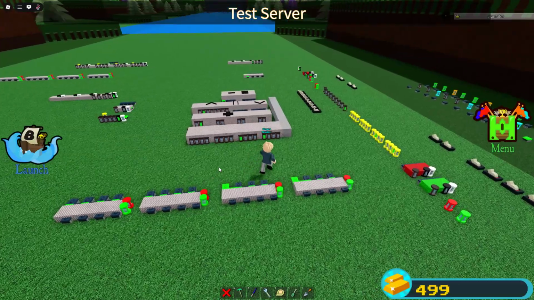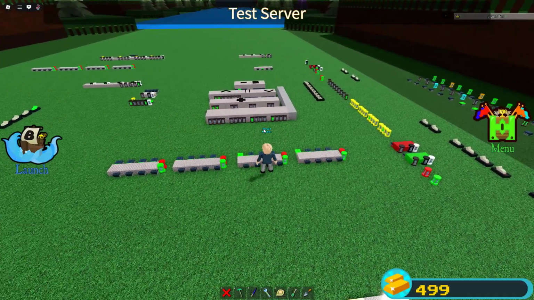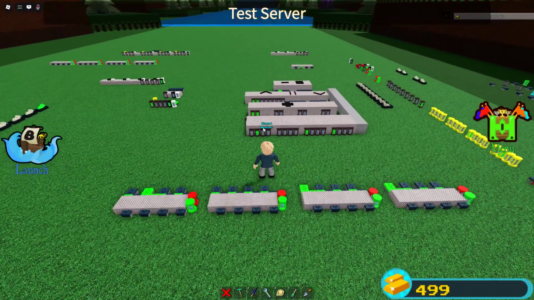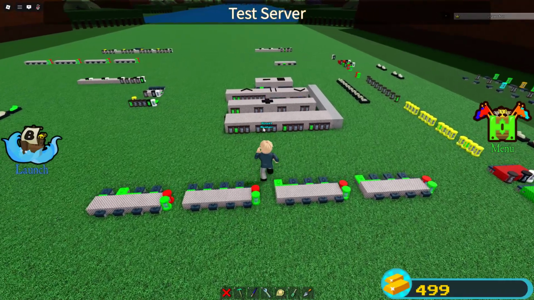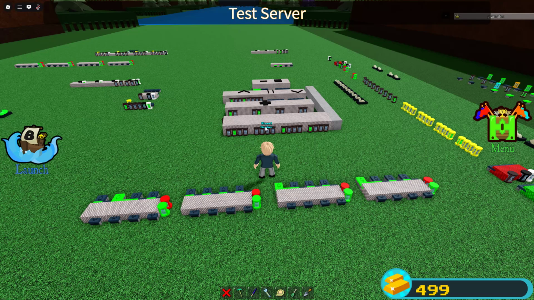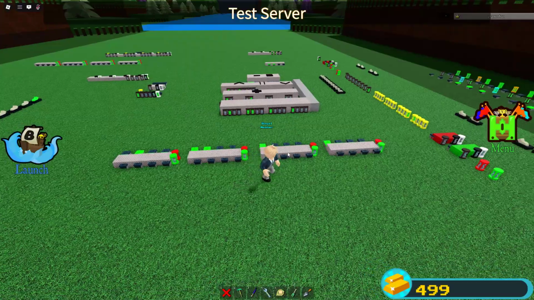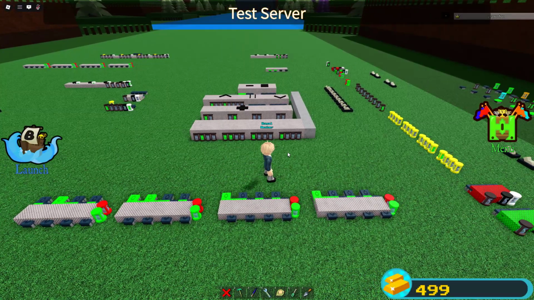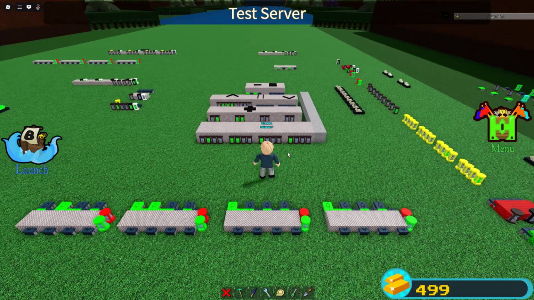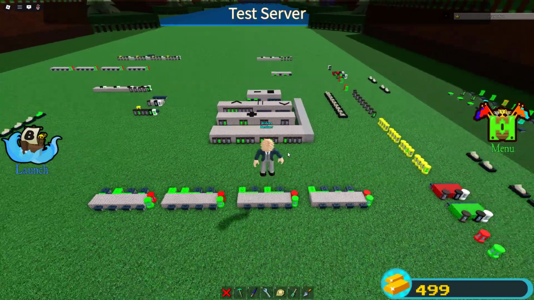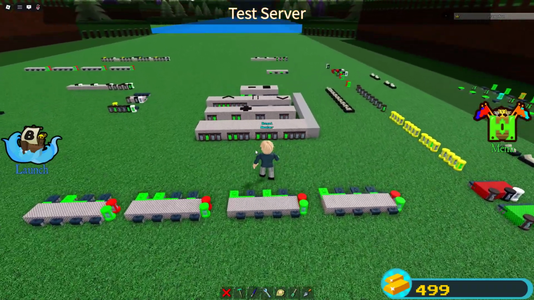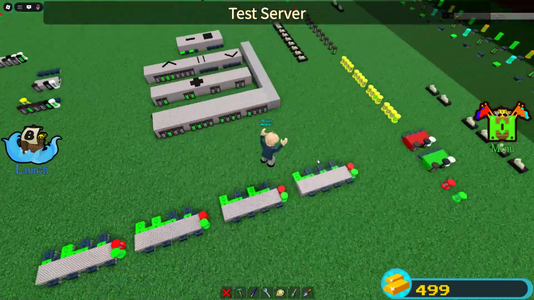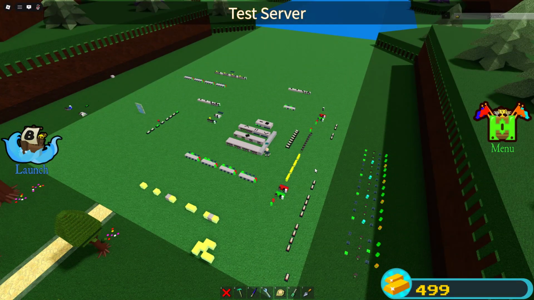Okay, 0 plus 1 is 1, that's correct. And then 1 plus 1 should be 2. Should be 2 over here. Correct. And then 2 plus 1 is 3. Let's see 3. Yup, and then that should equal, what is it, 5? Plus 2 is 5. Yeah, baby! There we are. Fibonacci sequence in Build-A-Boat. Let's go.